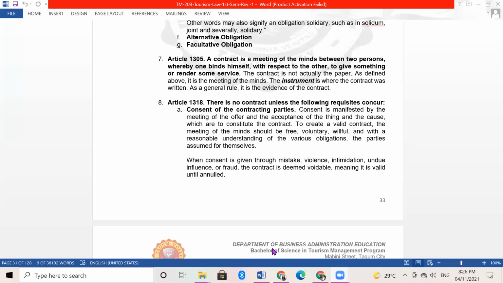Next is the formalities of contract. Contracts may be made orally or in writing as long as the three essential requisites are present. However, the rule above admits certain exemptions, and these are, first, when the law itself requires that they may be in some particular form, like writing, to make them otherwise valid and enforceable, which is the so-called solemn contracts.